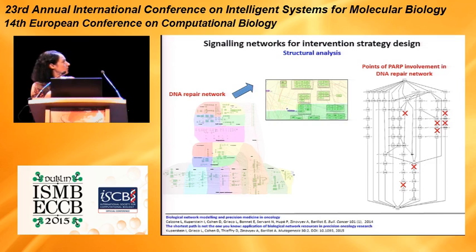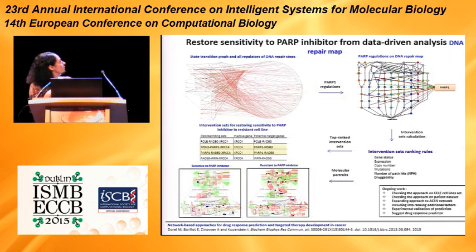Here by these crosses are indicated places where PARP is involved. Even by inhibiting PARP in the context of BRCA mutation, there are still enough paths to repair DNA, and this most probably explains resistance to PARP inhibition in patients. So how to suggest better treatment, more complex treatment? So we calculated all possible intervention sets with these DNA repair paths, and we retrieved all those sets that include PARP.